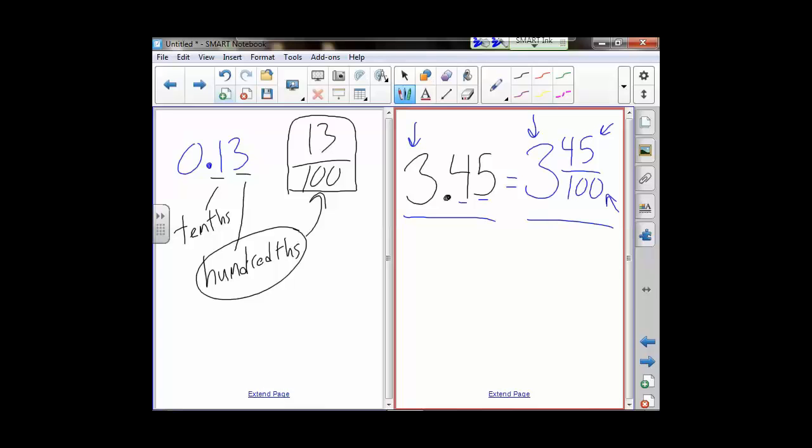Have we changed anything? No. Is this simplest form? No. Is there a number that goes into both 45 and 100? Have a discussion with your group right now. Communication. All right, so I hear this number, and that number was 5. All right, so I heard that was 5.